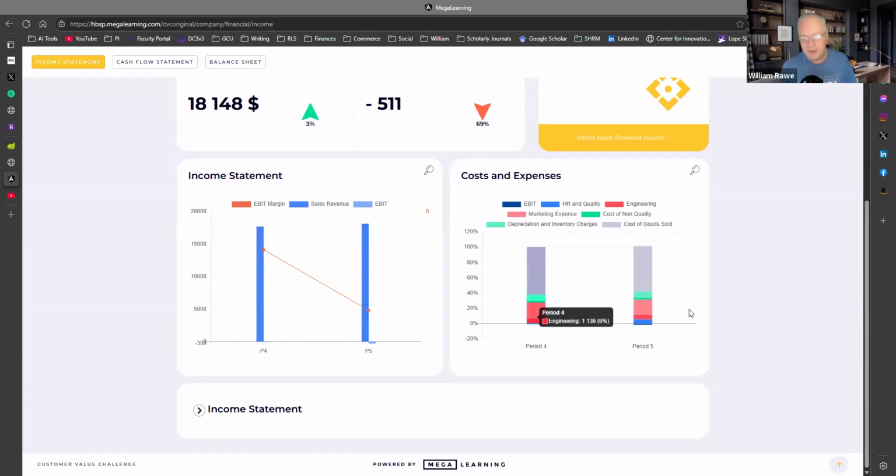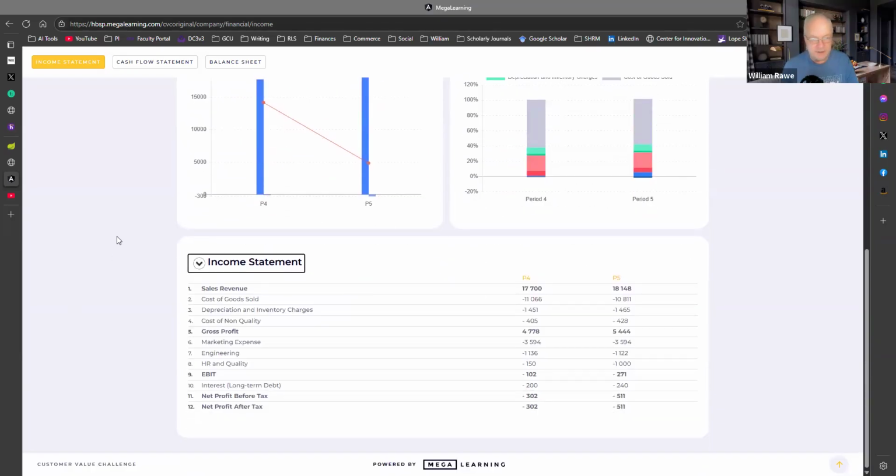There's a graph here. And here it'll break each period into these various expenses. But at the bottom, I have an income statement. This is a simplified income statement. It shows me the previous period and then the period we just finished. So I did earn more sales revenue. That's an improvement. Cost of goods went down. Depreciation, relatively the same. Cost of non-quality is about the same. So gross profit did increase.